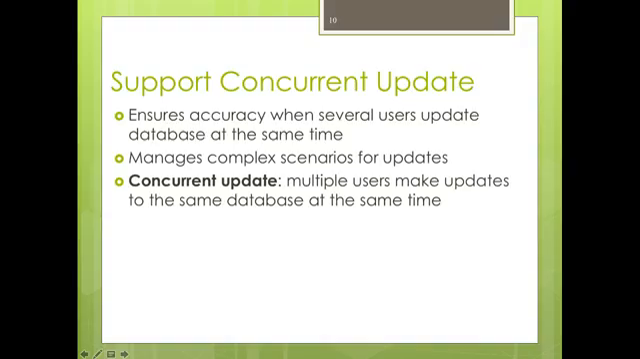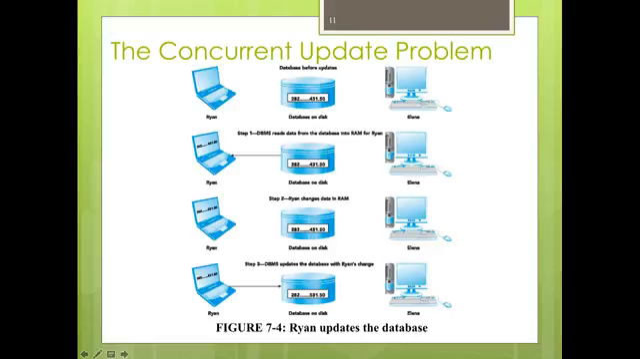Our DBMS has to be able to support what's called concurrent update, and this ensures accuracy when several users update the database at the same time. So far, what you've worked with this semester is one user performing one query at a time. The problem that we encounter is called concurrent update. This is when we have multiple users making updates to the same database at the same time, usually when they're trying to update the same record at the same time.